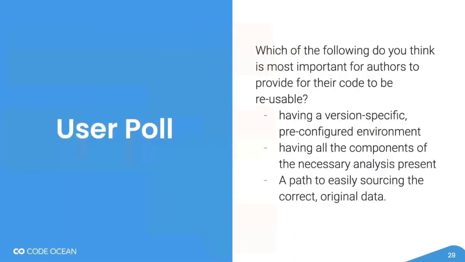And so now I would like to do the user poll after going through that case study: which of the following do you think is most important for authors in this specific context to provide for their code to be reproducible and reusable? We can see what everyone thinks about the poll.